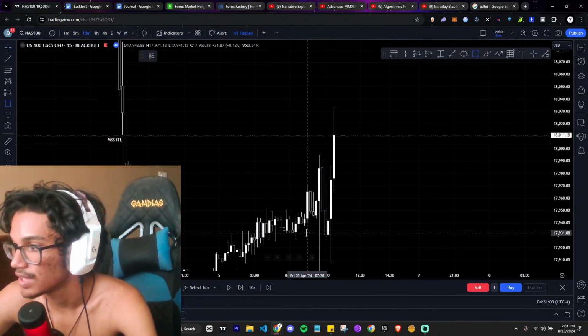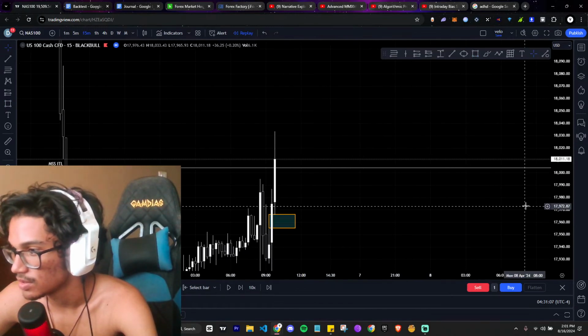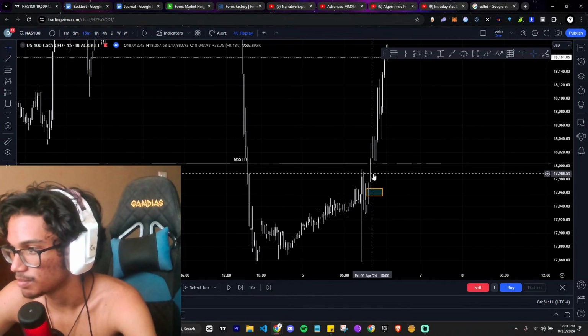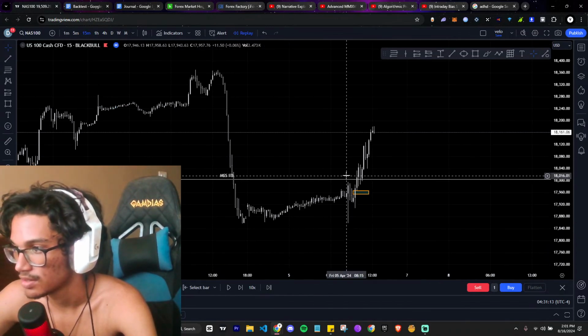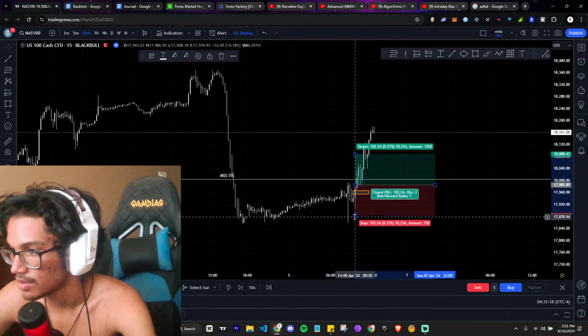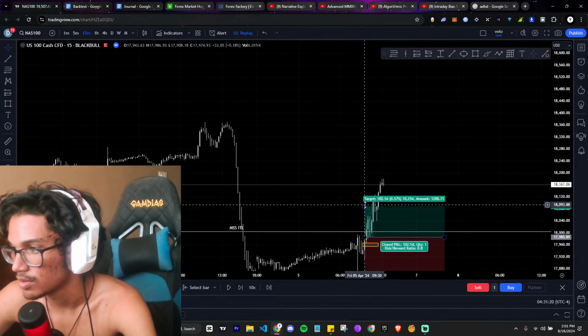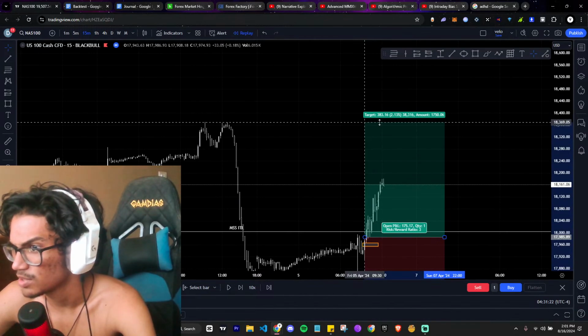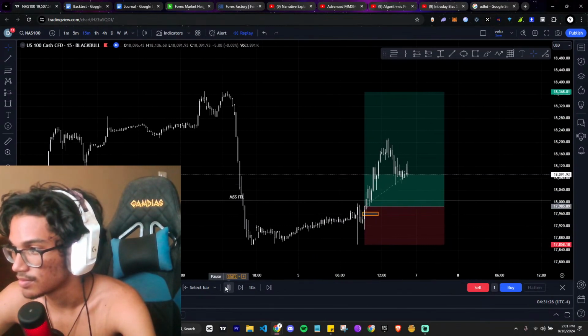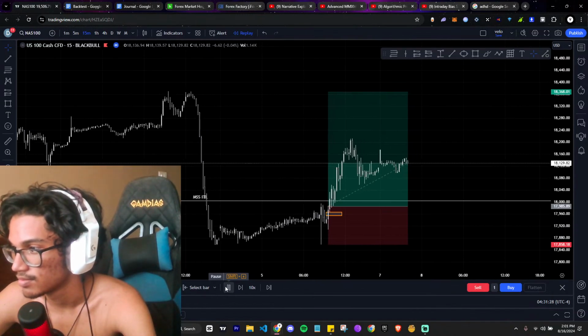See this fair value gap. So let's see what it does. So entry is this breakaway gap because it's closing higher. Entry of this breakaway gap, targeting this low, all the way towards this high? 1 to 3. Let's see.